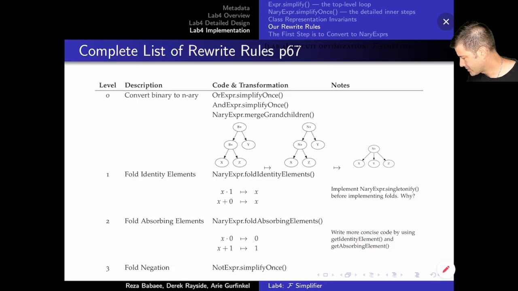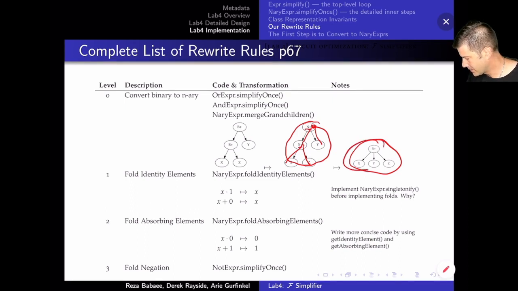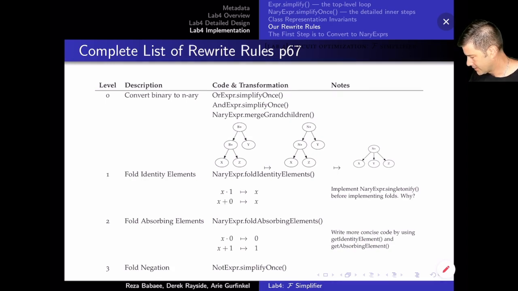And then merge grandchildren on an n-ary expression takes an n-ary expression like this and converts it into one like this. Right? So merge grandchildren will apply on this guy, and this guy will say, here are my grandchildren, and I see that they all use the same operator, whether it's an and or an or, and so I can put them all together. Right, and so then we have fold identity element and all the other ones.